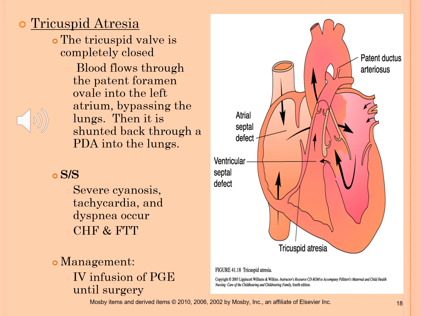And the procedure they do is called a Fontan procedure, and basically they'll construct or do a reconstruction of the vena cava to the pulmonary artery and allow a shunt. So again, big takeaway is they need the prostaglandin until they can get to surgery.